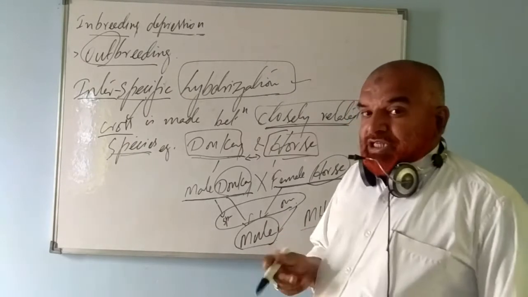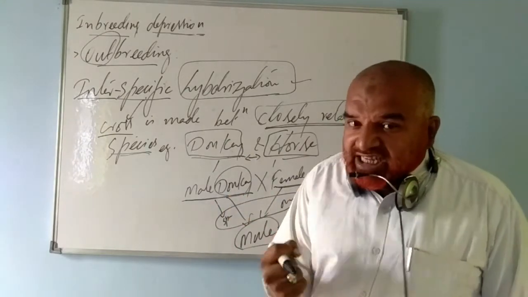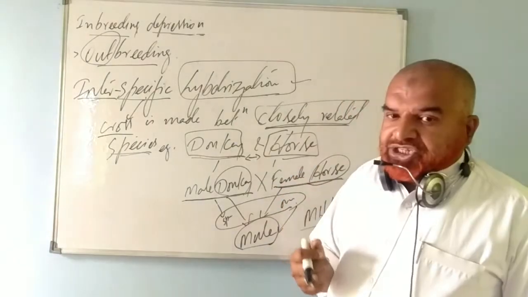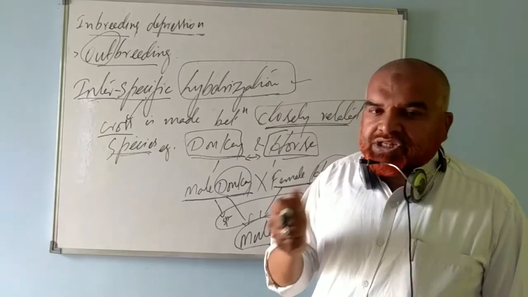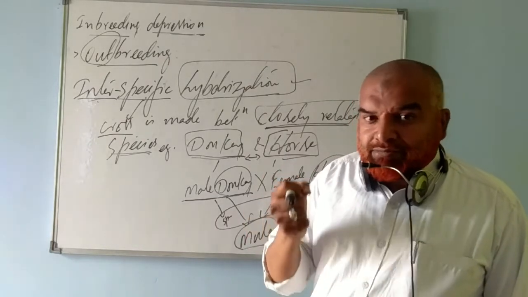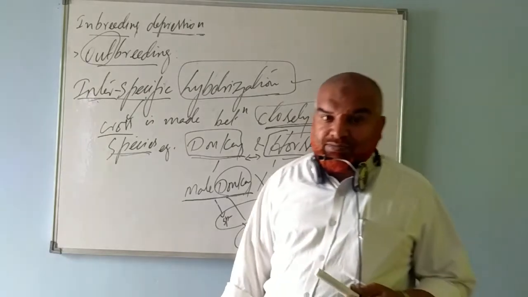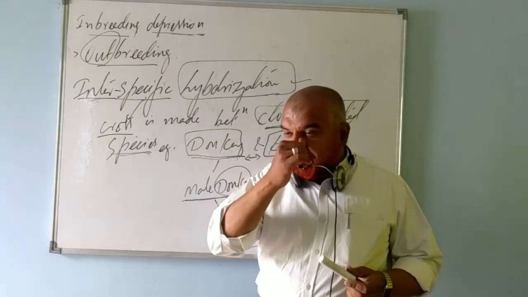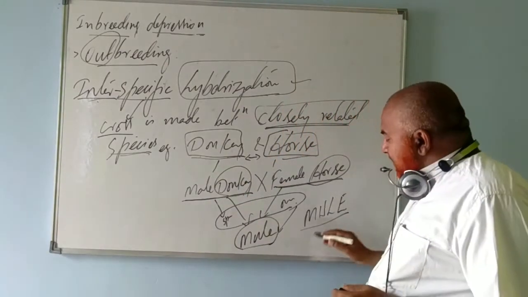This animal is stronger than donkey, sturdier than horse, more disease resistant than donkey and horse, more hardy, more sturdy, more strength wise, more laborious. It does more work, and the size is in between the donkey and the horse, right? Clear? Such animals are known as mule.